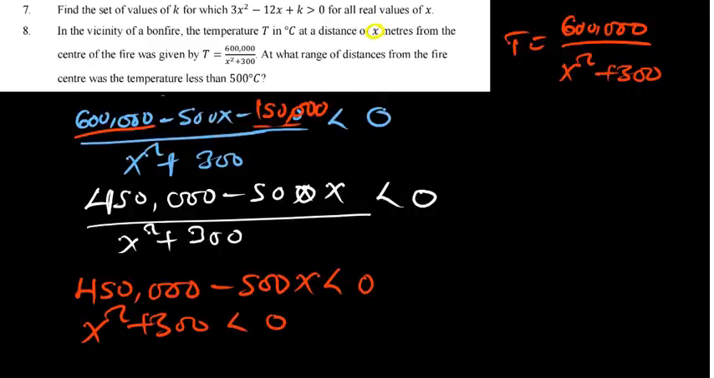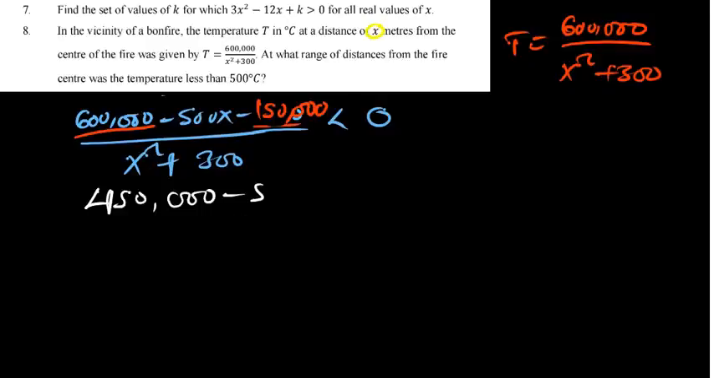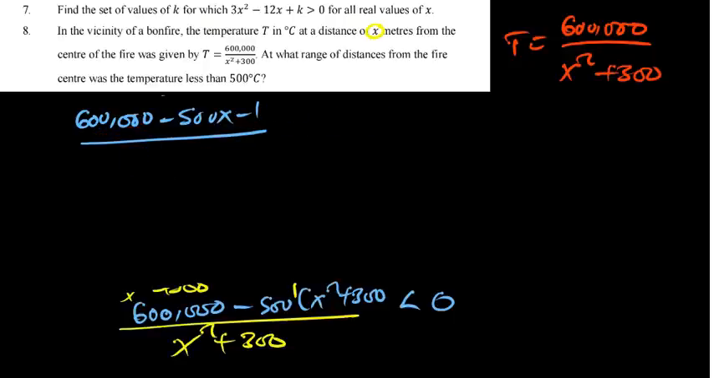Yes, please. What happened to the other x from the numerator? Isn't this supposed to be 500x squared? Oh, it's x squared, right? Just a minute, let's go back a bit. It's x squared and no one was able to remind me. Yeah, it's supposed to be 500x squared. Let's start from here. From this point, we can clearly see that it's supposed to be x squared. So this has to be squared, then it's going to be minus 150,000 divided by x squared plus 300, then this has to be less than zero. We are now okay?